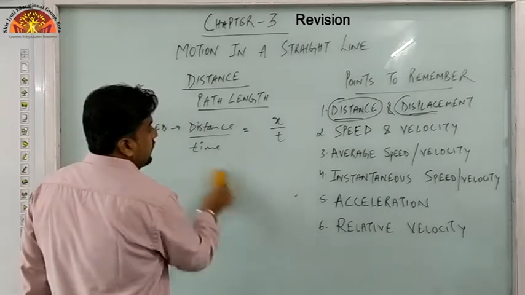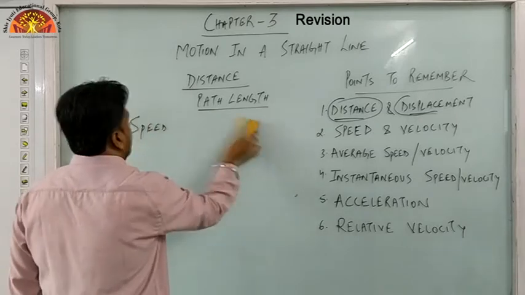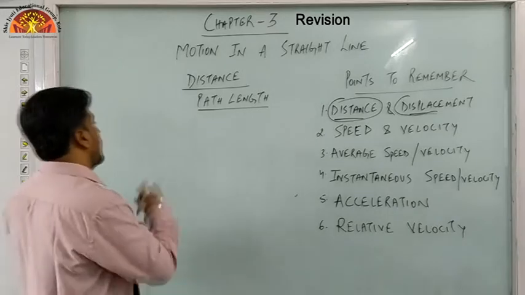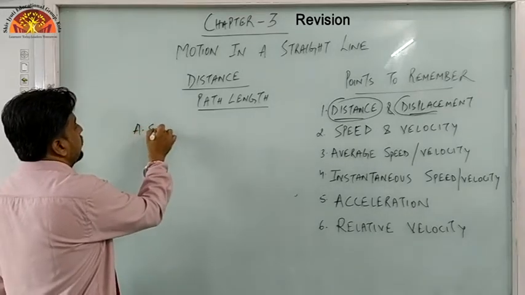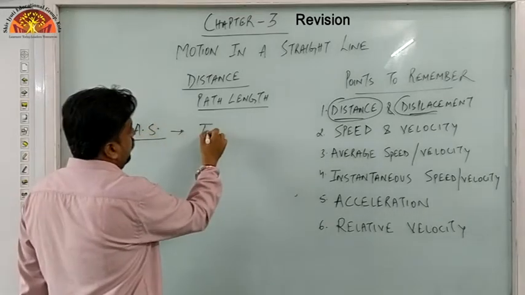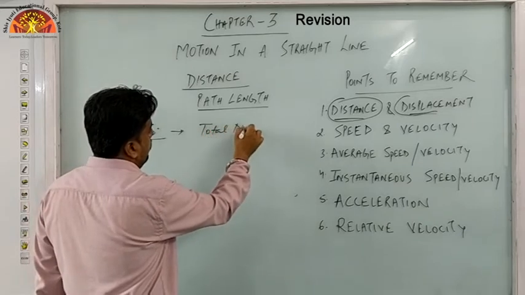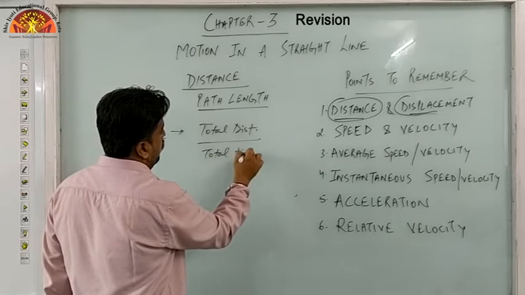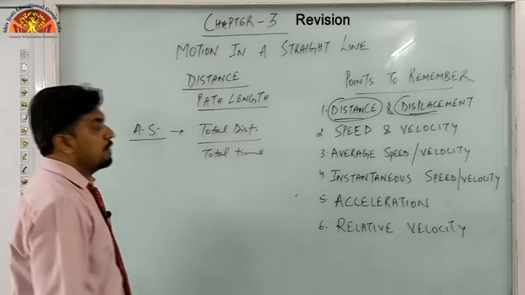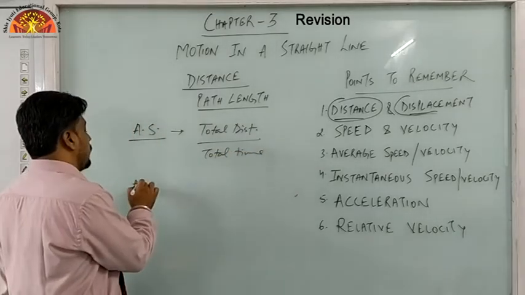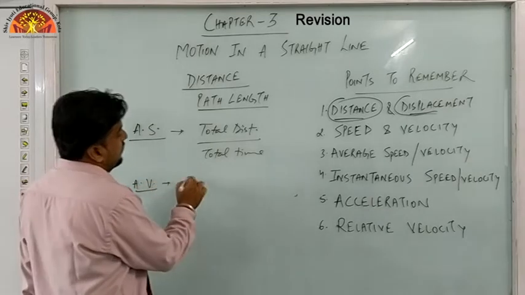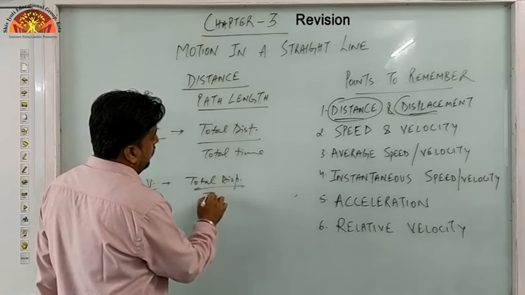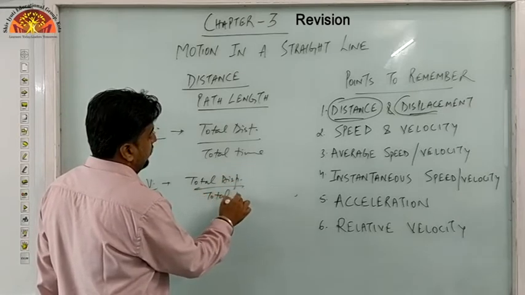Next we have average speed and average velocity. When we talk about average, average speed would be the total distance covered upon total time. The formula for this would be total distance covered upon total time, while average velocity would be the total displacement covered upon total time. That is the only difference.